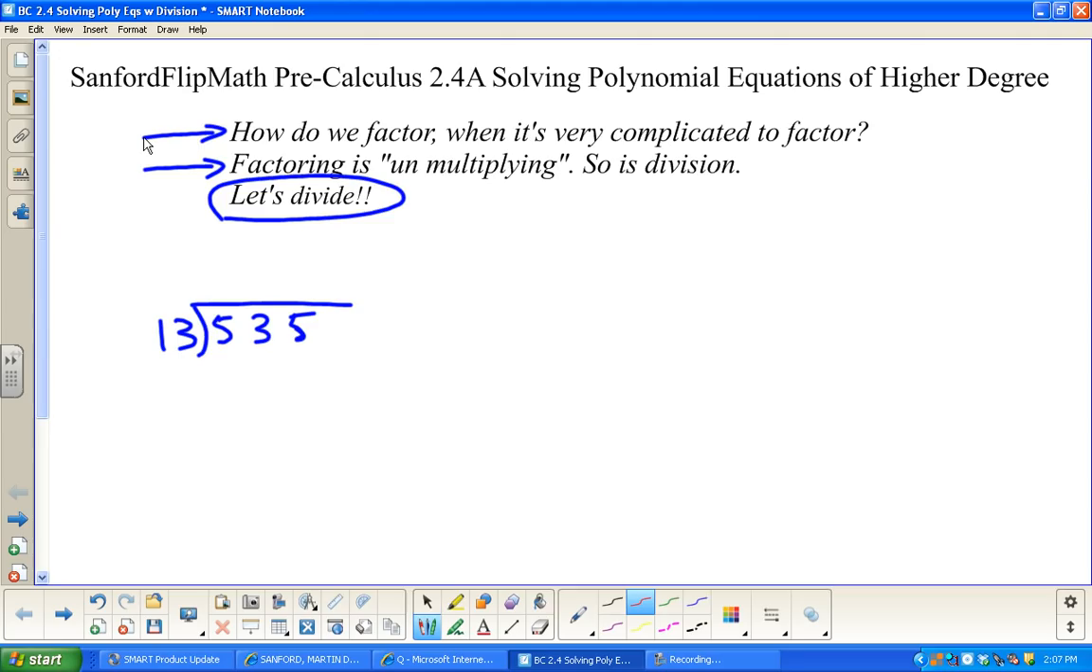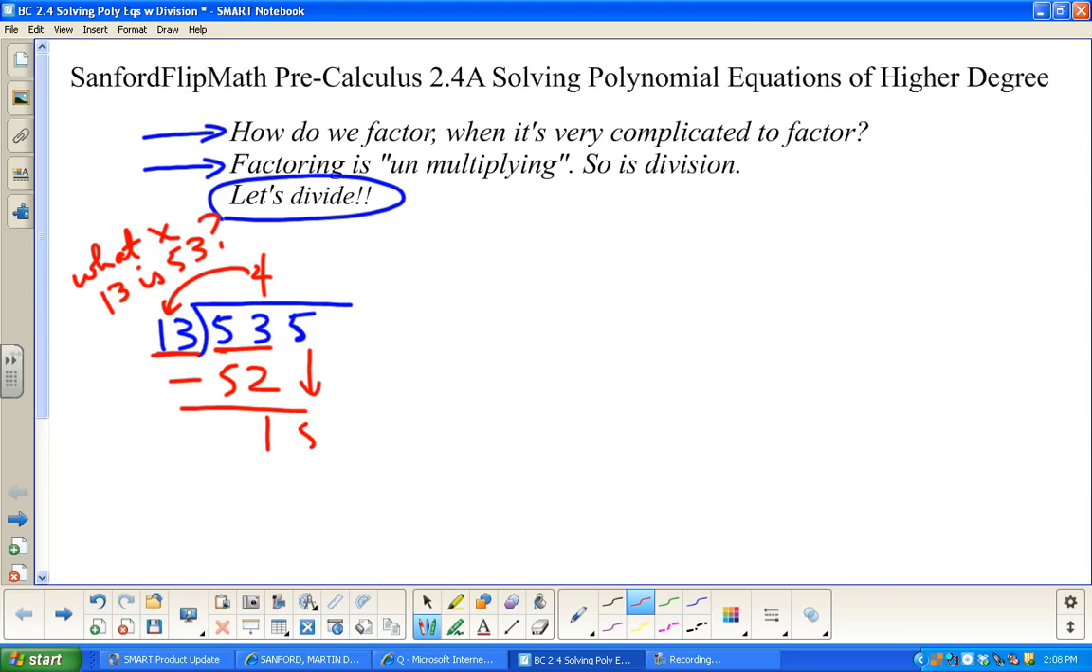What we're going to do is look at 13. A lot of times we look at the 1 and the 5, but we have to look at that whole 13, and we're saying what times 13 is 53? There's no nice whole number times 13 that's 53, but 4 times 13 is 52. So I'm going to go with 4. And 4 times 13, we multiply this, is 52. Then we subtract, and 53 minus 52 is 1.